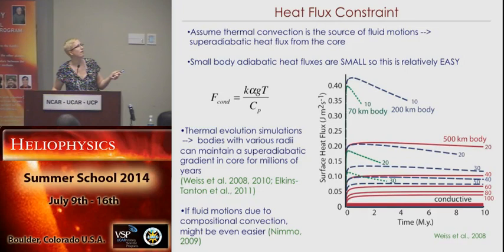Then it turns out you can keep the core super adiabatic for some amount of time. This picture shows you the conductive value for the heat flux down here, and the fact that all these lines are above that means that they were convective during this time. Depending on the size of the body, this can last for several to 10 million years or so. So we can get convection.